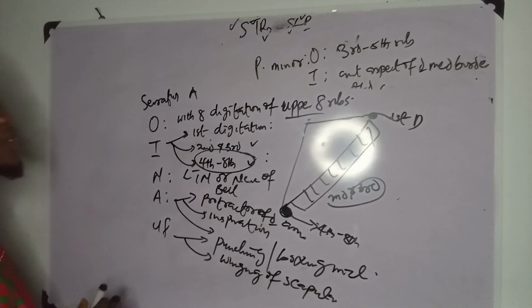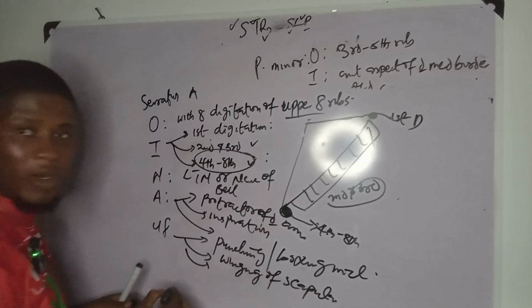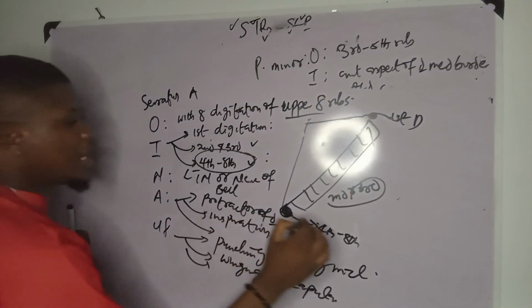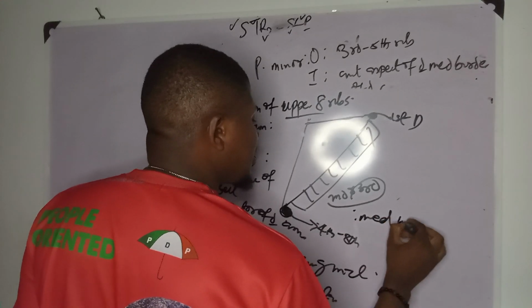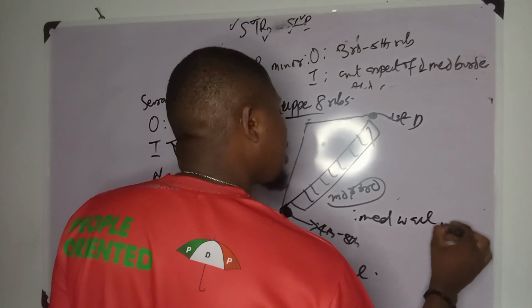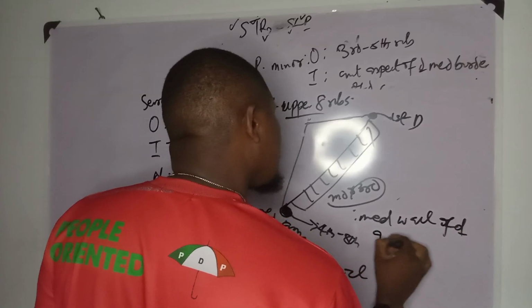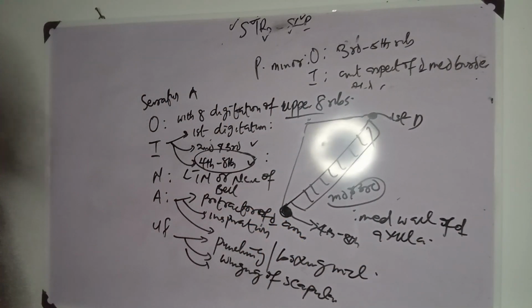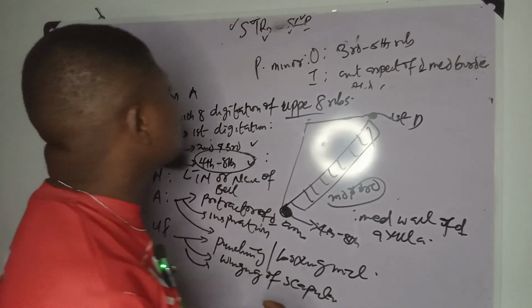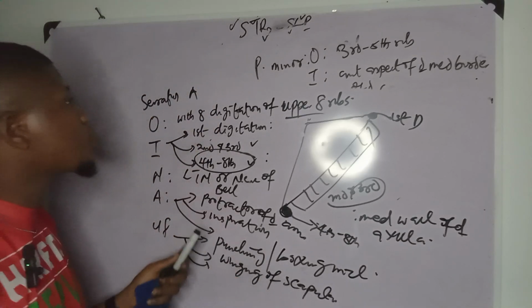Then serratus anterior, you should also know it forms the medial wall of the axilla. We did it in the axilla. It forms the medial wall of the axilla. I think this is all for the muscles of the pectoral region.